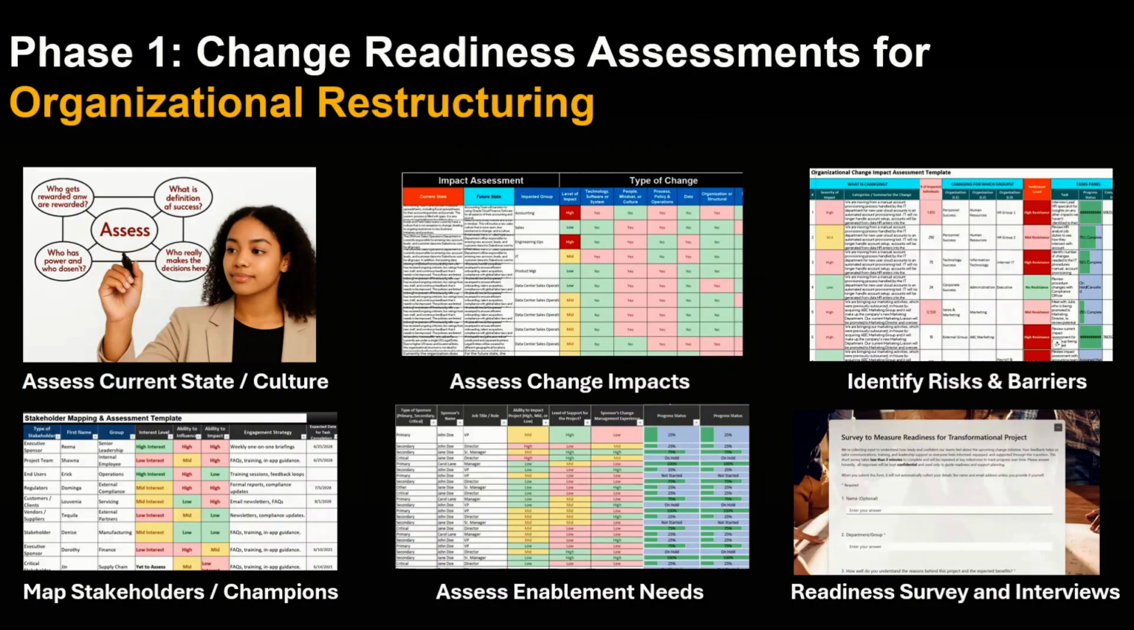For phase one, there are 6 change readiness assessments you should do to really understand how ready your organization is for the organizational restructuring implementation. The findings from your 6 readiness assessments will tell you exactly where you and your team should focus your entire change management efforts for the organizational restructuring implementation.